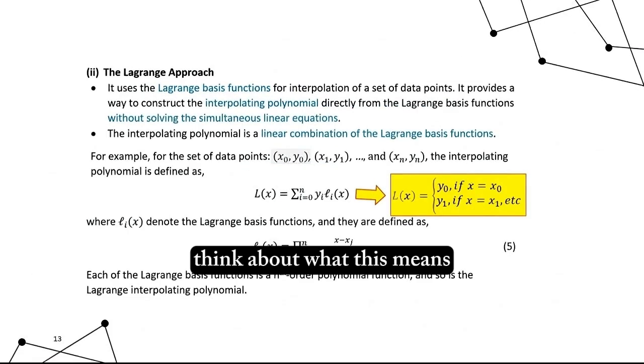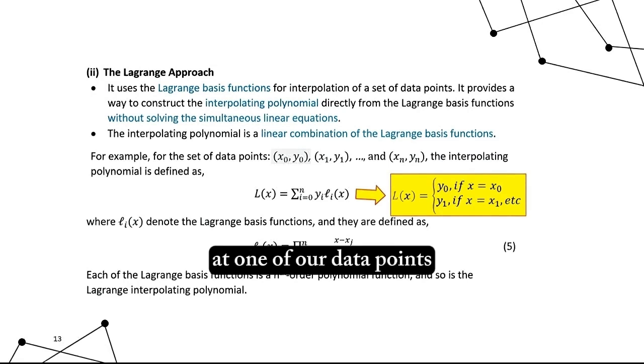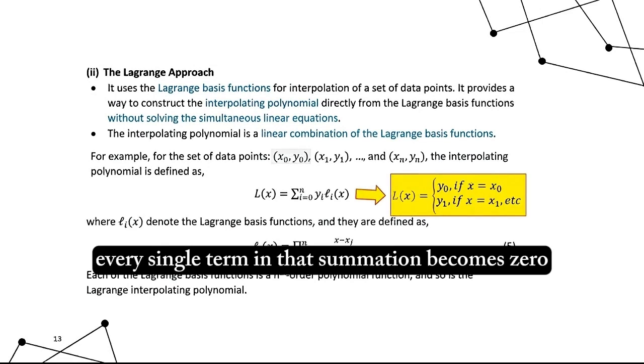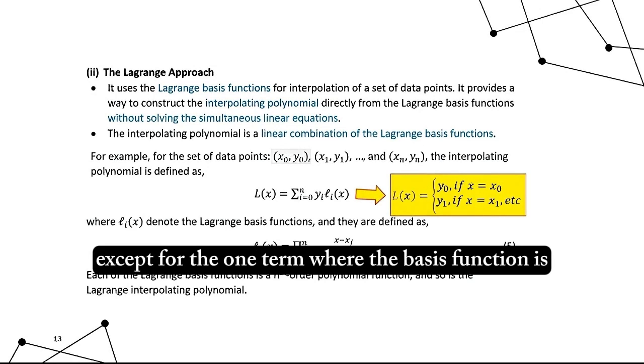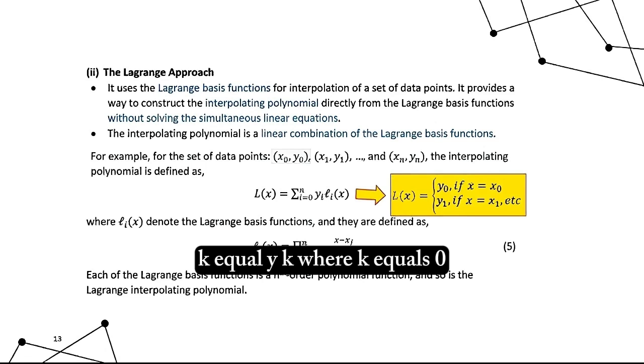Think about what this means. When we calculate our final polynomial L of x at one of our data points, say x equals x sub k, every single term in that summation becomes 0, except for the one term where the basis function is l sub k of x. Therefore, L of x sub k equals y sub k, where k equals 0, 1, etc., as shown.